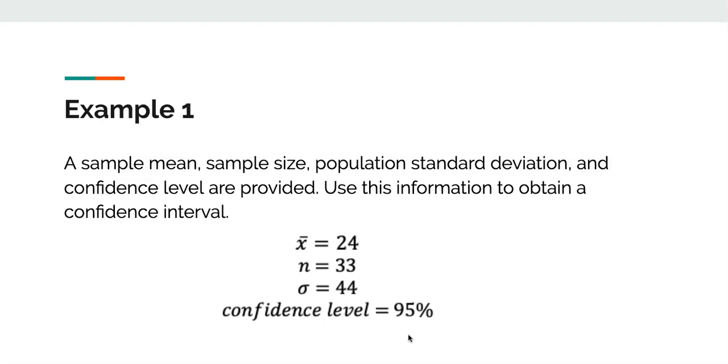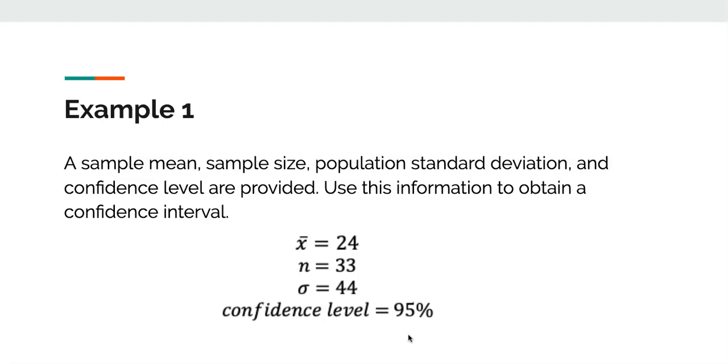So we'll do one together when we know the population standard deviation. But in this lesson, we will also talk about what we are going to do if we do not know the population standard deviation. Okay? All right. Example number 1. A sample mean, sample size, population standard deviation and confidence level are provided here. So these are the 4 numbers that we need in order to find the confidence interval for population mean. Let's use this information to obtain a confidence interval.